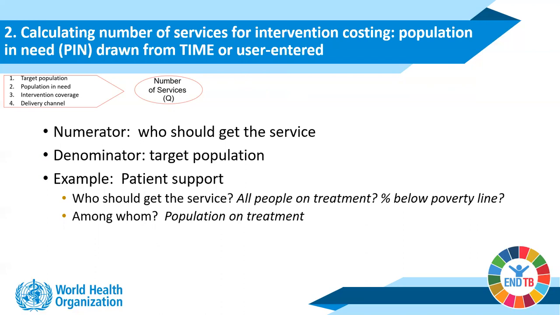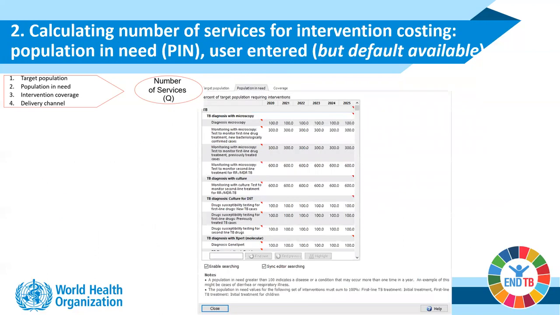In another example that I talked about earlier, if we're thinking about treatment, then we typically would use a population in need of 100% of the target population of those notified.